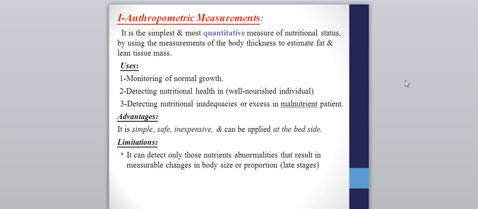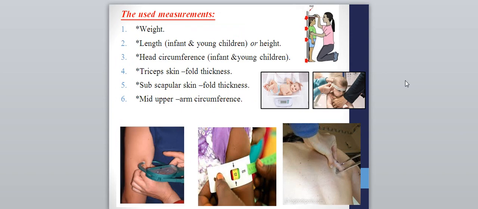So the advantages of anthropometric measures: it is simple, inexpensive, a cheap way, safe, and can be applied at the bedside, so it is applicable. But the limitation here is that it can only detect nutrient abnormalities that result in a measurable change in body size or proportion. So it is a way of diagnosing late-stage nutritional disease.